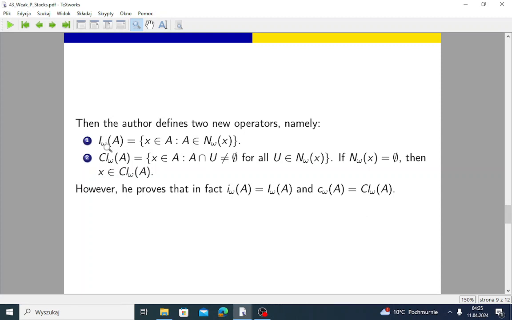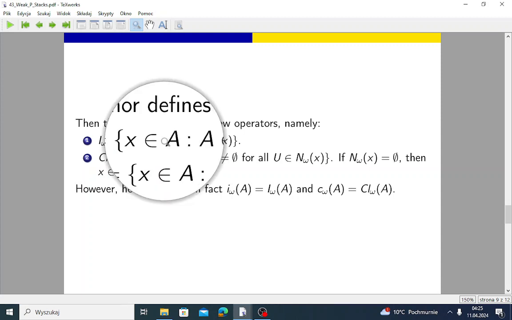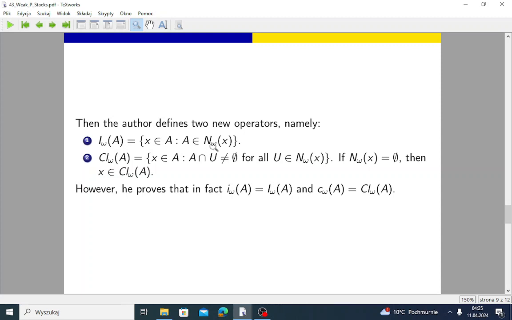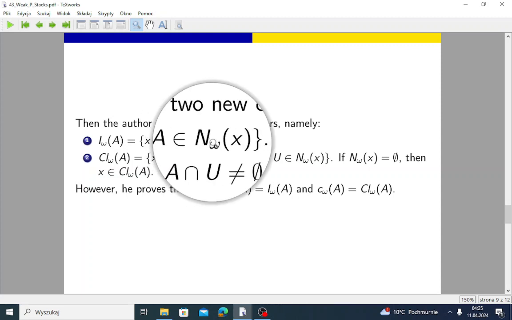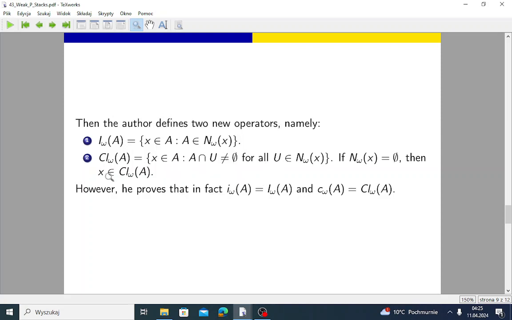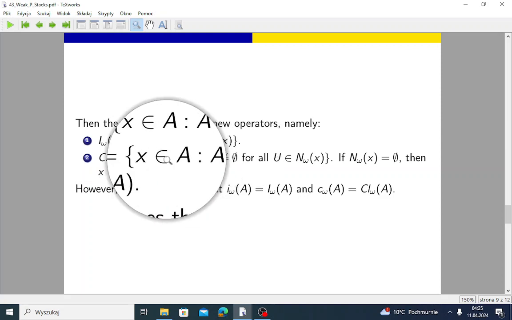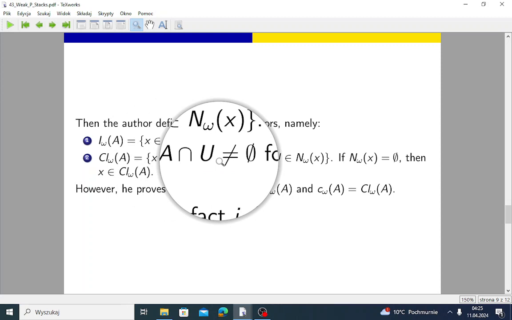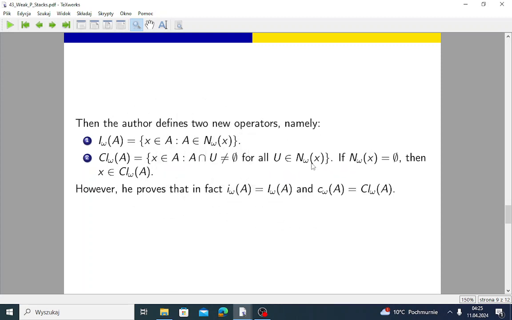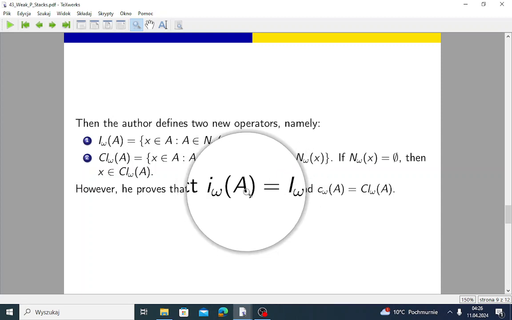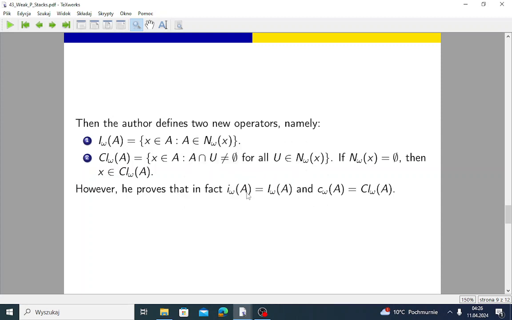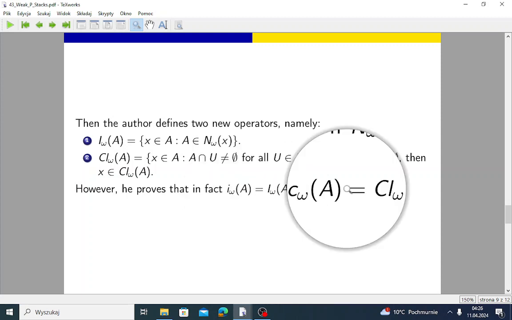Moreover, we have two new operators: capital I, one could say capital interior, the set of all those elements of A such that A is their weak neighborhood, and capital closure, as you can see, the set of all those elements of A such that they have non-empty intersection with every neighborhood. But the author proves that they collapse to the initial notions of interior and closure, which is written here.